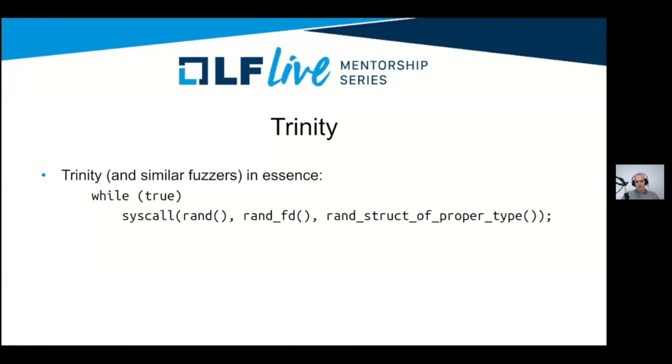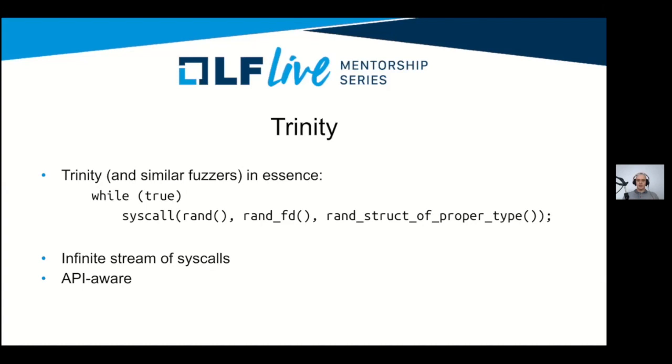So Trinity appeared many years ago, and this fuzzer essentially is doing what? It's running an infinite loop, and it's trying to call different syscalls in this loop. So this is a fuzzer that does not generate inputs in the sense that I mentioned before. It doesn't try to generate a sequence of calls as an input. It's just trying to generate an infinite sequence of syscalls.